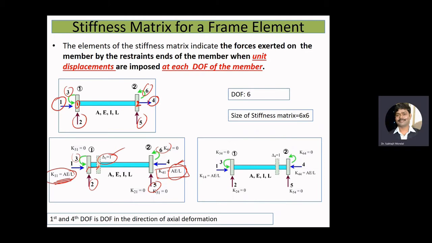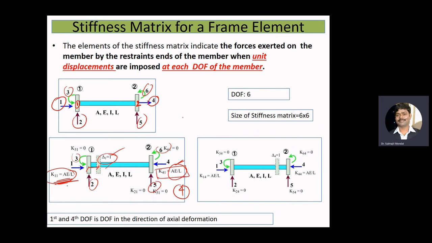Okay, so here we are applying AE by L amount of force to have unit displacement here. And if we apply this force here, on the other side, corresponding to the 4th degree of freedom, we will have the same amount of reaction force, but in the opposite direction. So now we first apply unit displacement in the 1st degree of freedom, and we see what forces are developing.